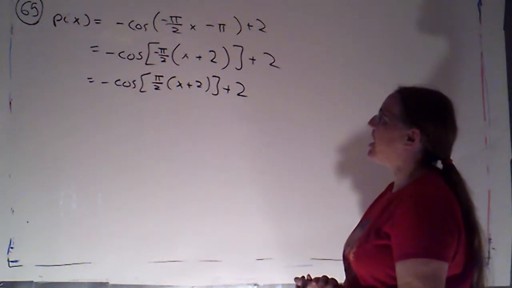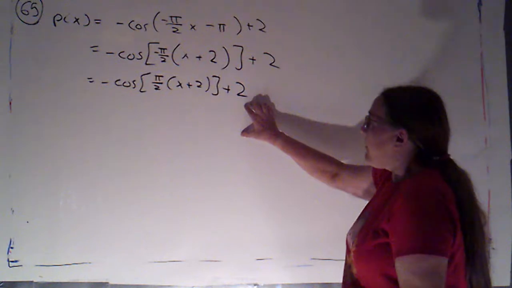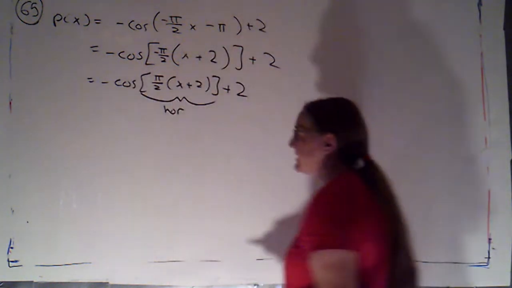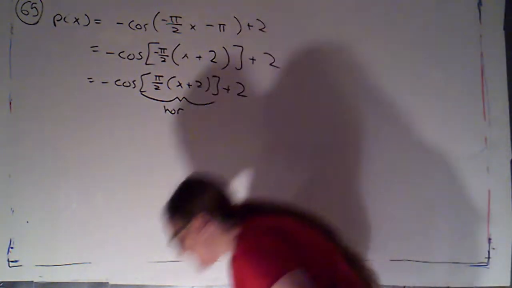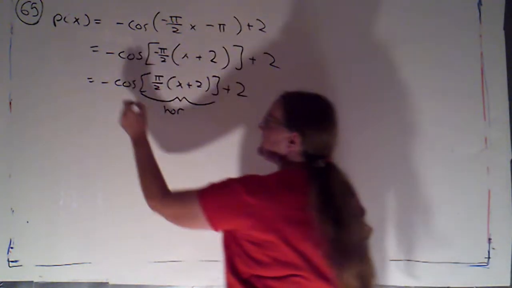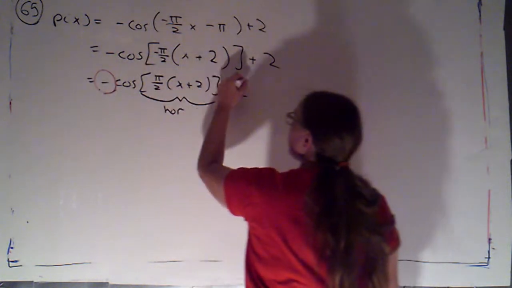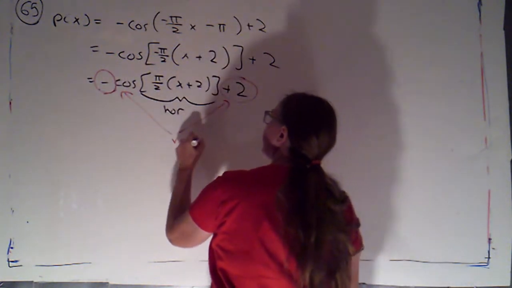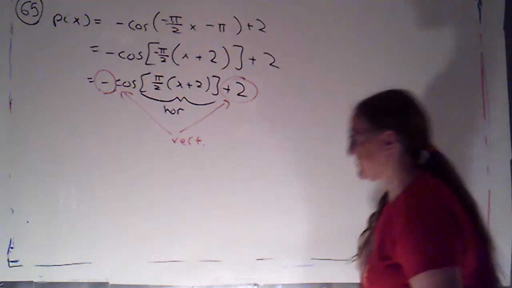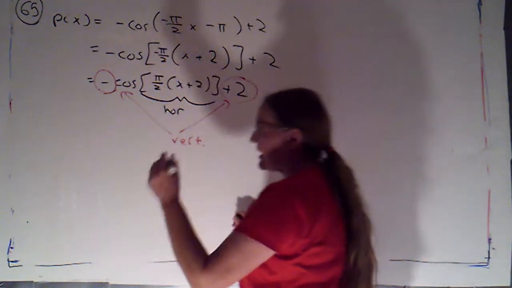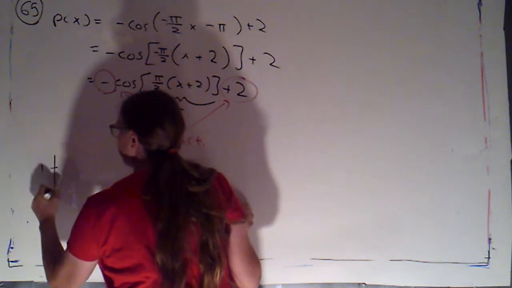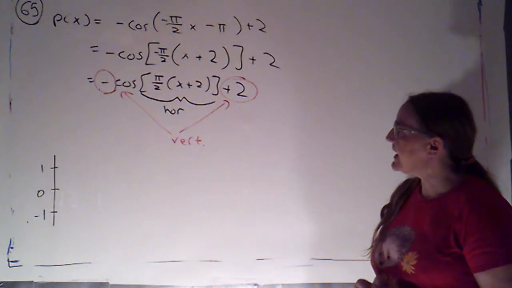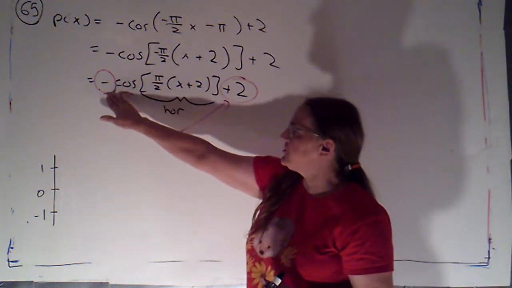Beautiful. Okay. So I can see all of this is my input to cosine. That's going to affect things horizontally. The stuff that I'm doing after I evaluate cosine is multiplying by negative 1 and adding 2, and that's going to affect the graph vertically. Okay, so if I keep track of my vertical stuff, we start with a high, middle, and low of 1, 0, and negative 1. We do the multiplication first.